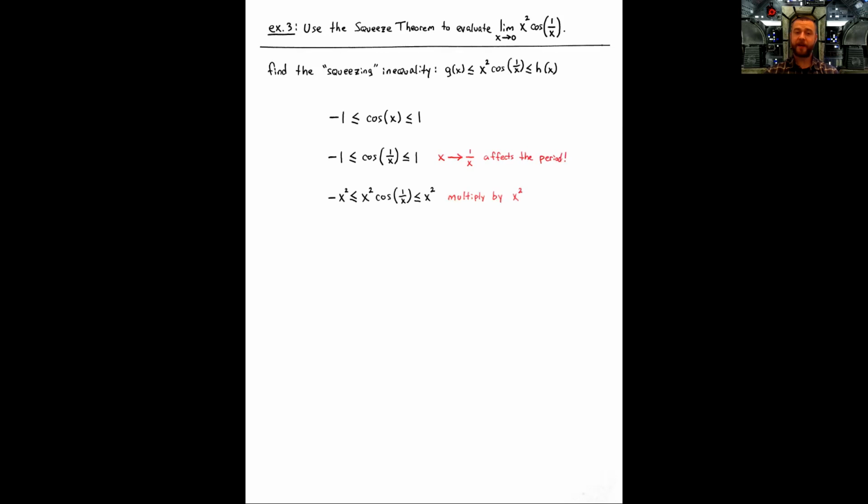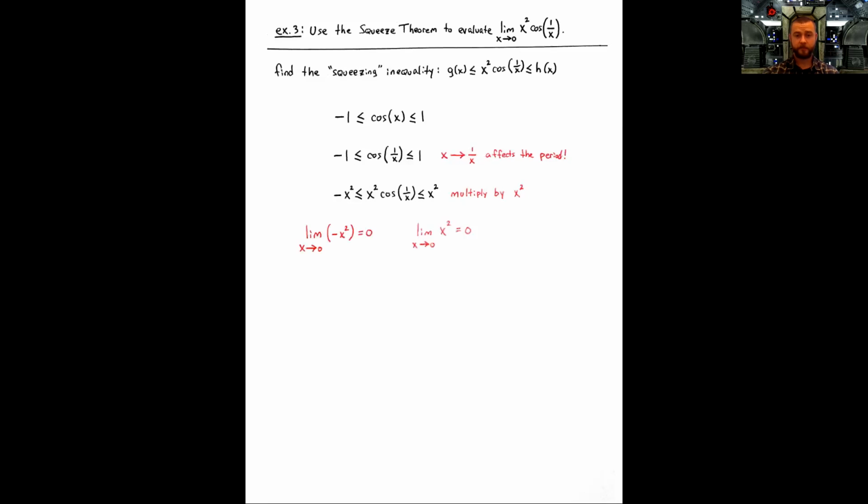All right, what we need to check is that the lower function, negative x squared, and upper function, x squared, each have the same limit here as x approaches 0. So if you check, plug in, since both negative x squared and x squared are polynomials, they each have a limit of 0 as x approaches 0. And now we're in business.